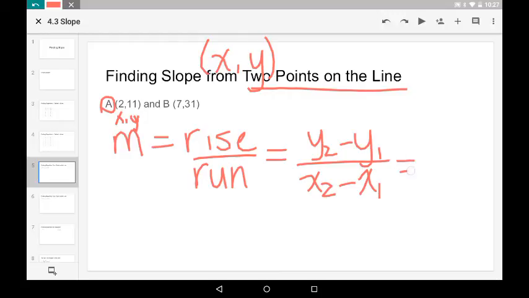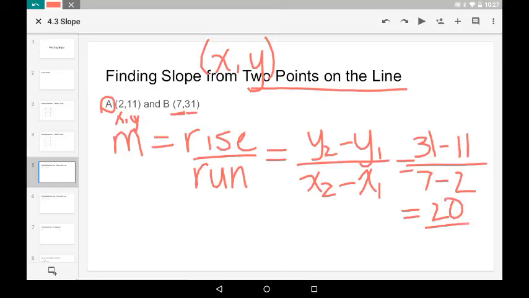Okay, so y2 is this number, 31. y1 is 11. x2 is this one, 7, x1 is 2. So we subtract these, we get 20 over 5. Divide that down, we get m is equal to 4. So our slope is 4.